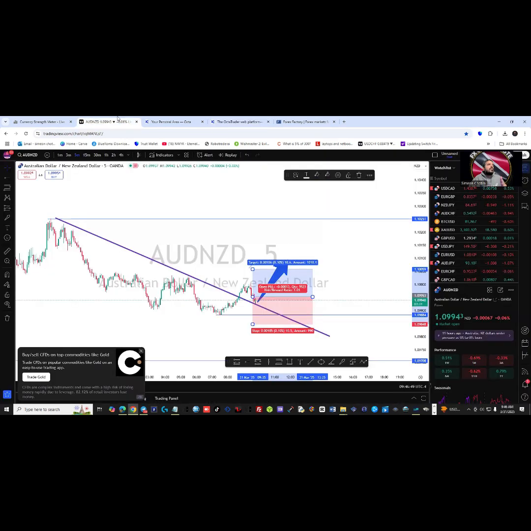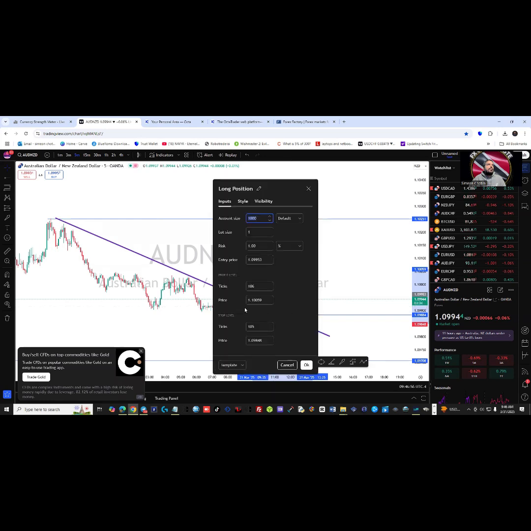We're going to put in our stop loss. The stop loss is to protect the equity. So we're going to open this here, go to stop loss, and copy the price there.